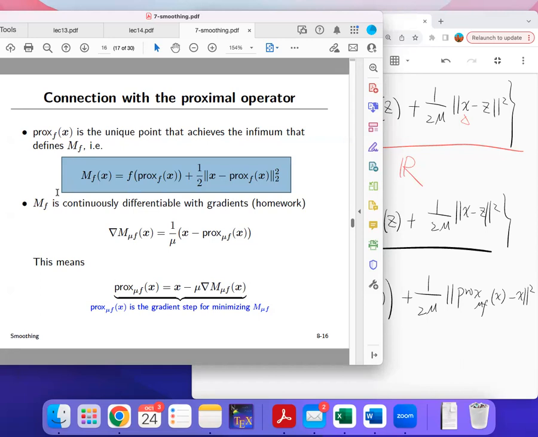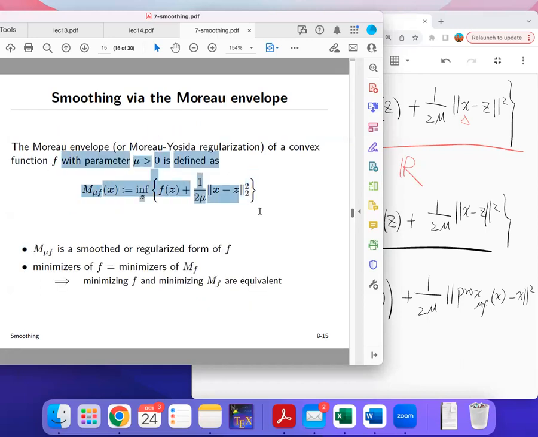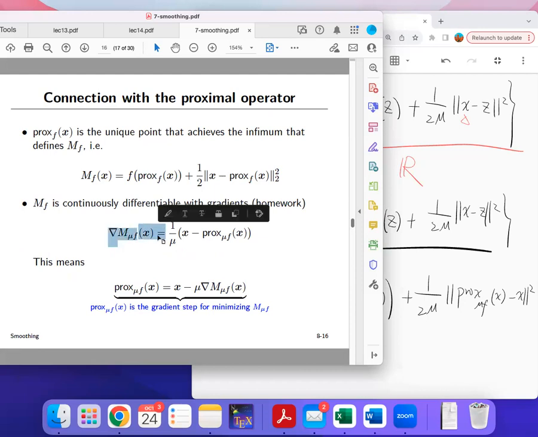Okay. And a very, very interesting property is that this function is differentiable. Let's go back to this function. The way we construct this Moreau envelope, this function is differentiable, even though the original function f may not be differentiable. For example, if f is the L1 norm, then the Moreau envelope of the L1 norm is differentiable. So this function is always differentiable. And the derivative, the gradient, is given by this formula: x minus the proximal mapping, over mu. A very, very simple formula for calculating the gradient of this Moreau envelope.